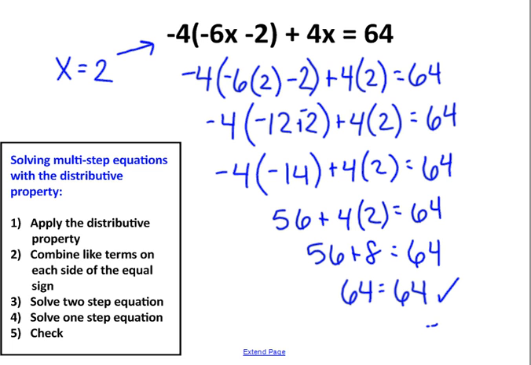I also created a little checklist for solving multi-step equations with the distributive property. Please feel free to reference this video throughout the unit and use the checklist as a helpful resource.